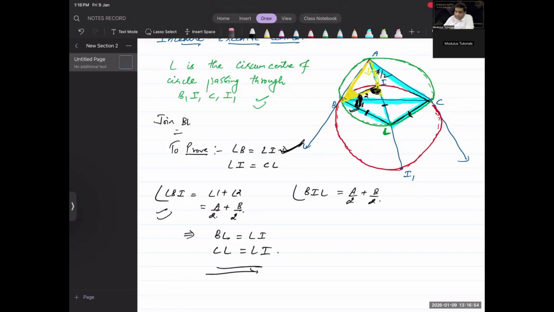That means the distance of a point from the 3 points is the same. The 3 points are on the circle. So L has to be the circumcenter of the circle passing through B, I, C, I1. Or you can also say L is the midpoint of the arc BC. Got it, guys? Yes or no? L will be the midpoint of the arc BC.